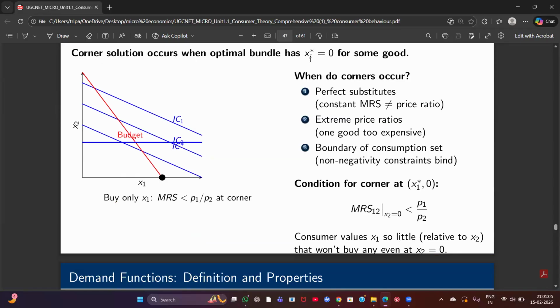Corner solution occurs when the optimal bundle has some xi which is equal to 0. For a perfect substitute we get a corner solution, and it is clear that at the corner point the slope of the budget line and the indifference curve cannot be equal, because one commodity's price is extremely high and the other is extremely low, so there is no comparison of ratios. That's why the equality cannot be maintained here. Simply, the boundary of the consumption set is the non-negative constraint.